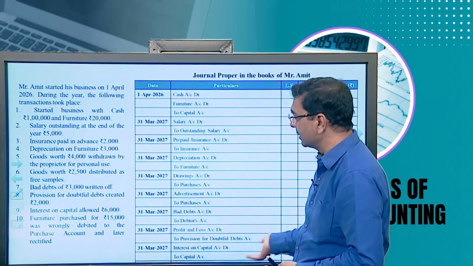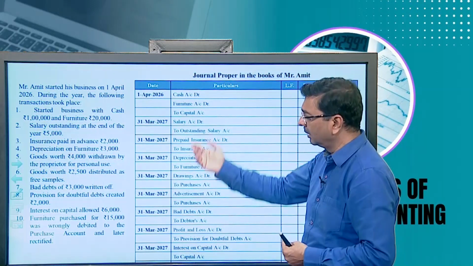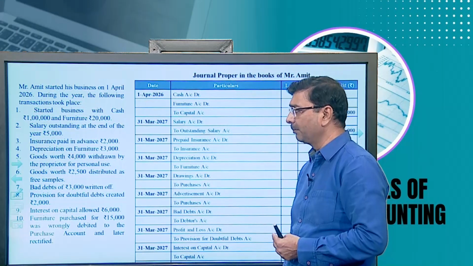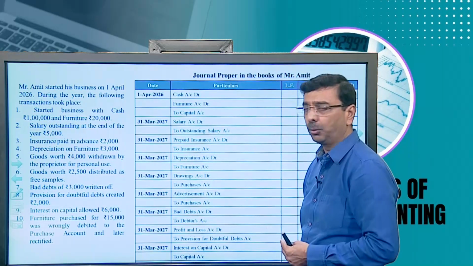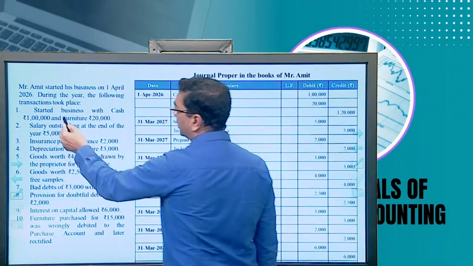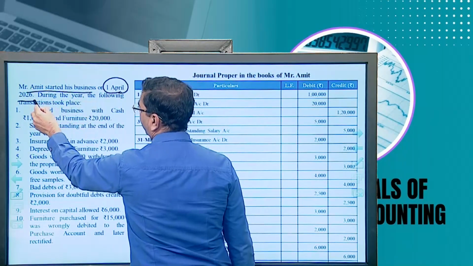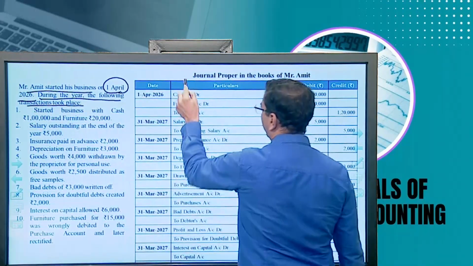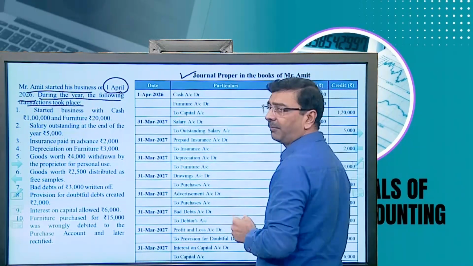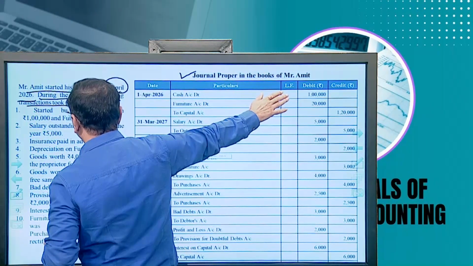Now this is the general proper example. I'll give you a few examples of how to record these transactions in the general proper book. Here Mr. Amit started his business on 1st April 2026. During the year, the following transactions take place. So we are preparing a general proper in the books of Amit.